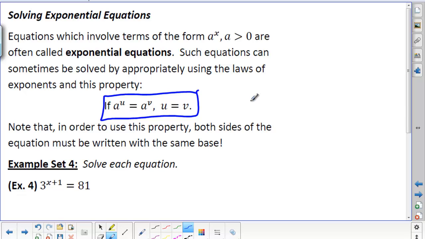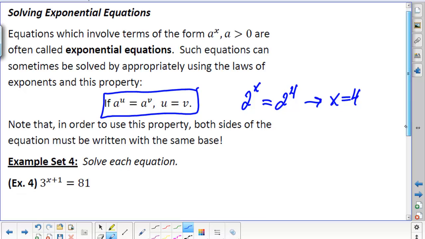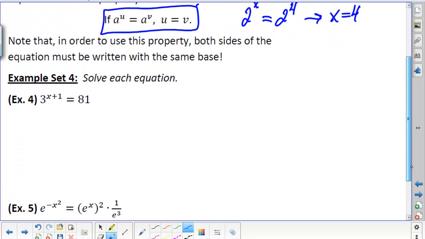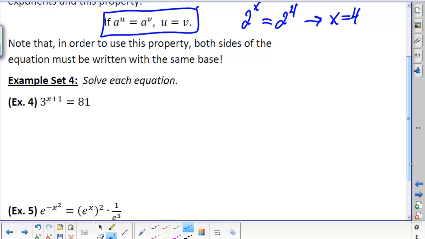So in other words, if we have 2 to the x equals 2 to the fourth, those bases match, then we can say that x equals 4, right? That's what that property says. If the bases match, the exponents match. So how do we use that to solve an equation like example 4, 3 to the x plus 1 equals 81?